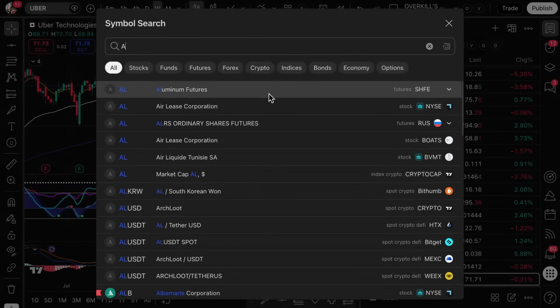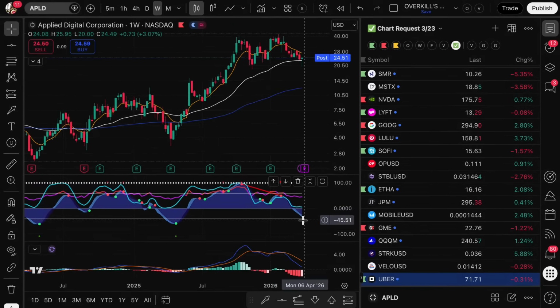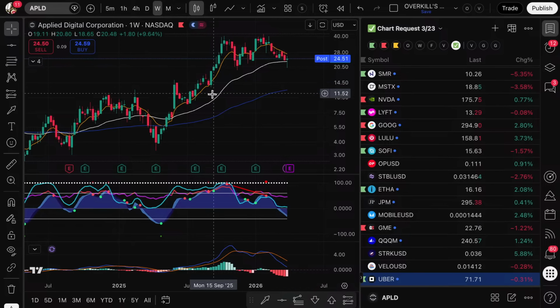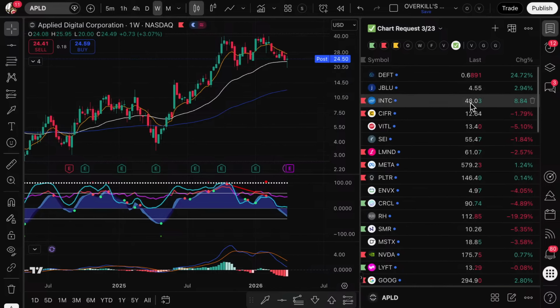But that APLD, you just need the signal to confirm. Okay, if you're buying it here at the 1 year average, just know that it could probably come down here to 10 to 12 bucks.